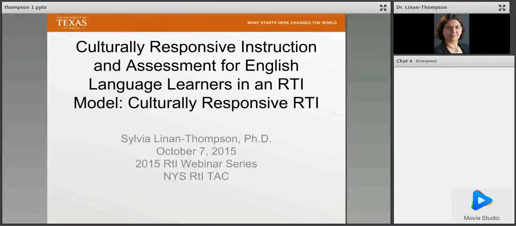Dr. Sylvia Linnon-Thompson is an associate professor at the University of Texas at Austin. Her research interests include examining appropriate instructional and assessment practices for English language learners, particularly those related to the acquisition of reading skills and the implementation of RTI. At this time, I would like to welcome Dr. Linnon-Thompson.